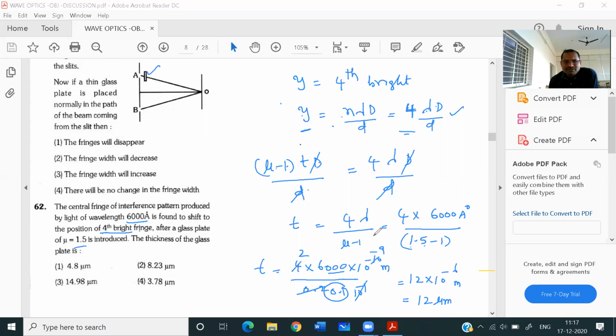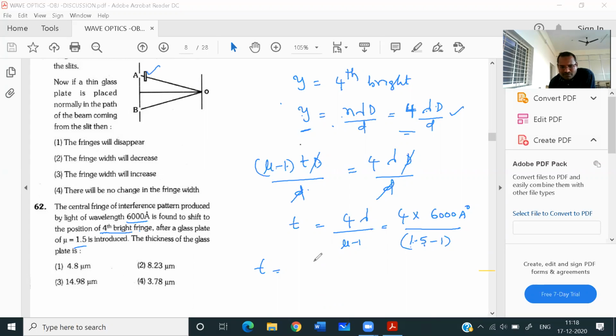So t is 4 lambda by (mu minus 1). Mu is 1.5 given. 1.5 minus 1 is 0.5. See here, there is a calculation mistake. I'll write one more time. Instead of writing 0.5, I have written 0.2. That is a mistake.